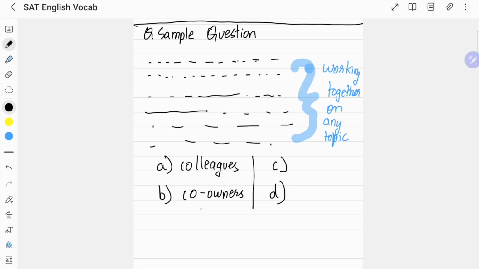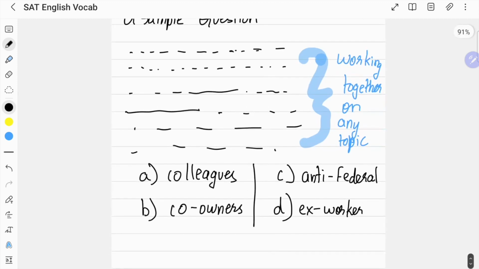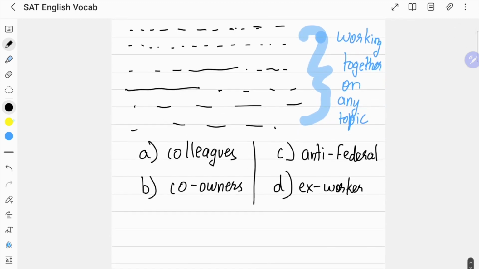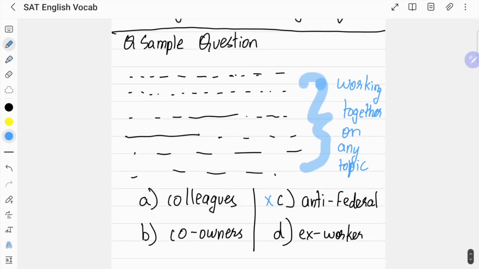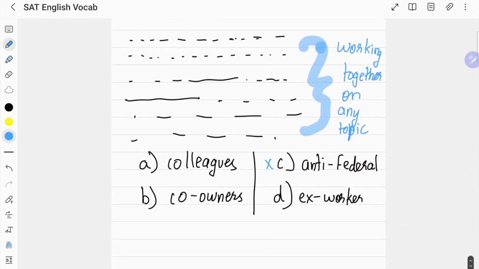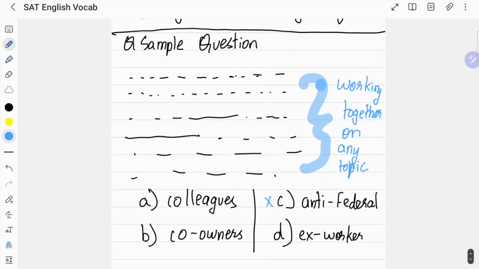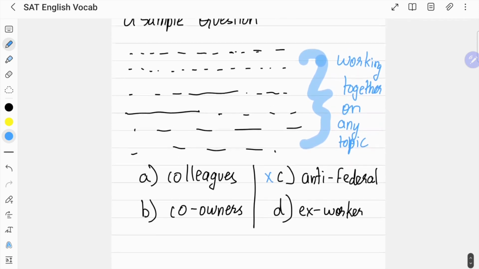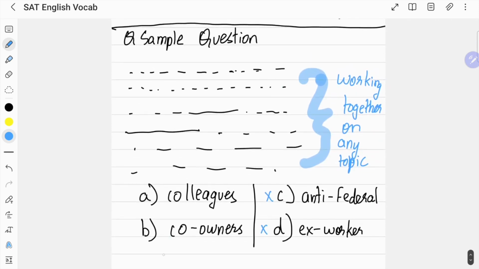Even though this may sound like working together, it doesn't have to be. Okay, so this can be a trick question also. And then there can be anti-federal. Now all of these, for now we can rule out option C because anti-federal wouldn't be related to working together. Ex-worker wouldn't be related either because we are giving more preference to the word ex, because ex normally means someone who is not working with you or not with you. So it can be either colleagues or co-owners.